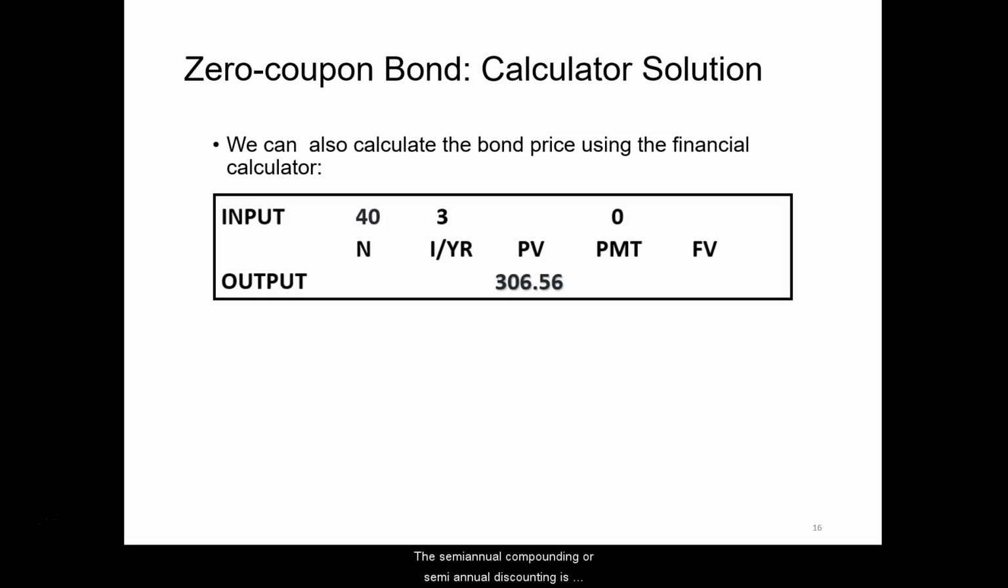The semi-annual compounding or semi-annual discounting is a generally accepted way instead of using the annual discounting, because usually bonds pay coupon payments every 6 months.